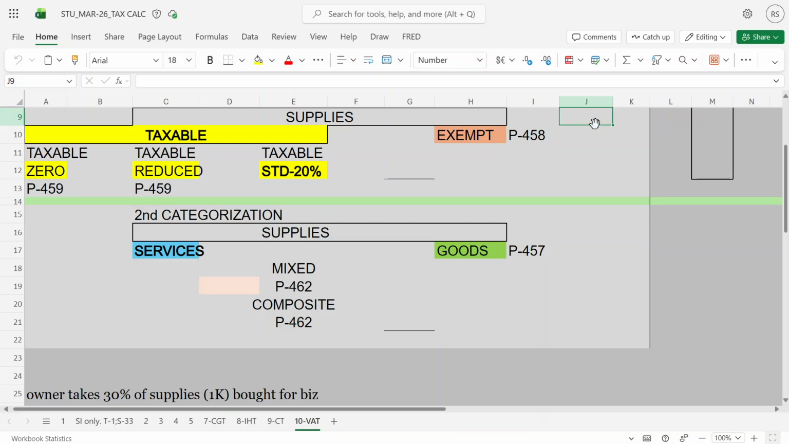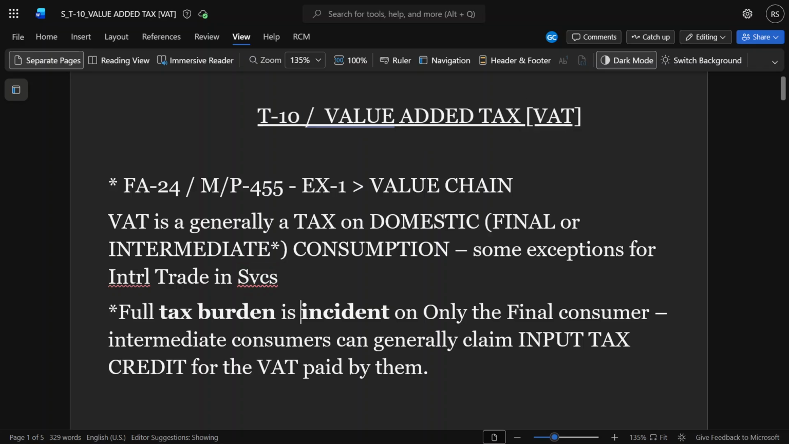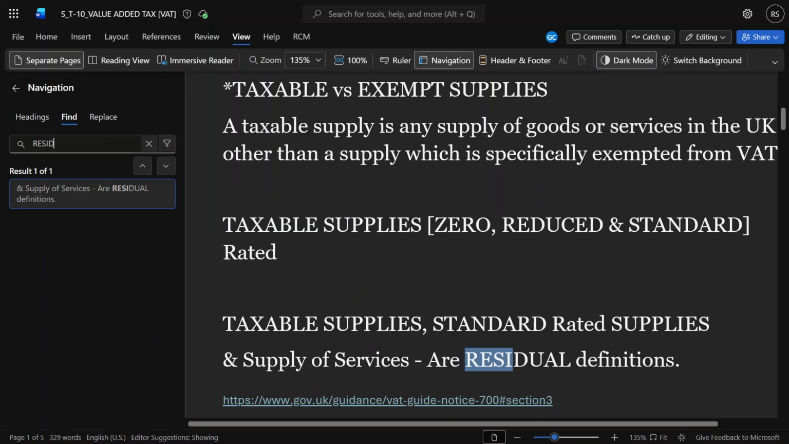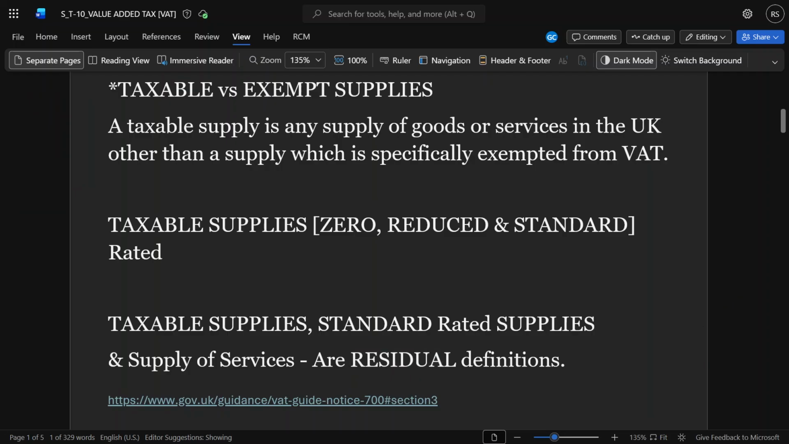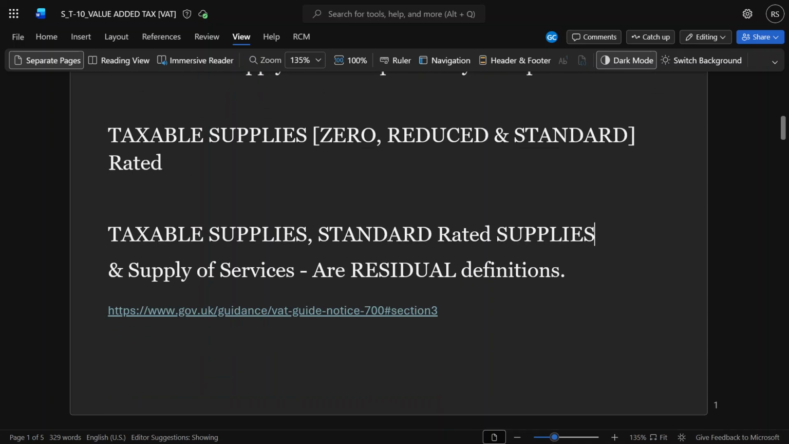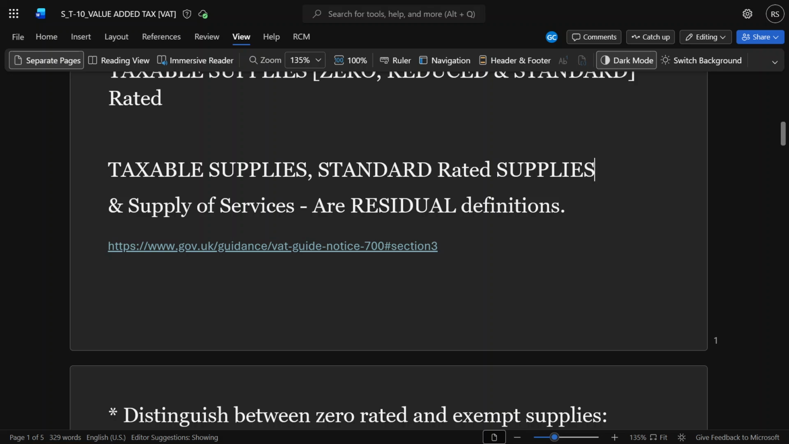Here, what is a taxable supply? So a taxable supply is any supply of goods or services which is not exempt. So the taxable supply is defined in a residual manner. Okay. So you understand the term residual? I think I mentioned this somewhere here. So three things here. When you look at the VAT topic, there are three residual definitions: taxable supplies, standard rated supplies, and supply of services. We'll come to them one by one.